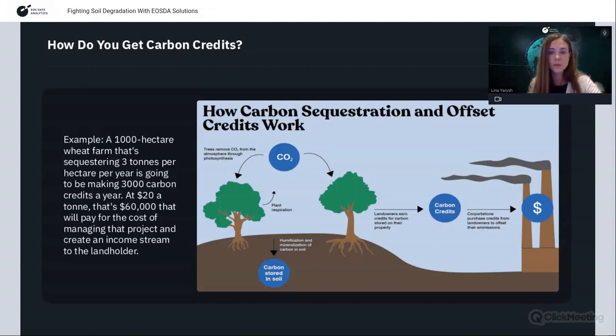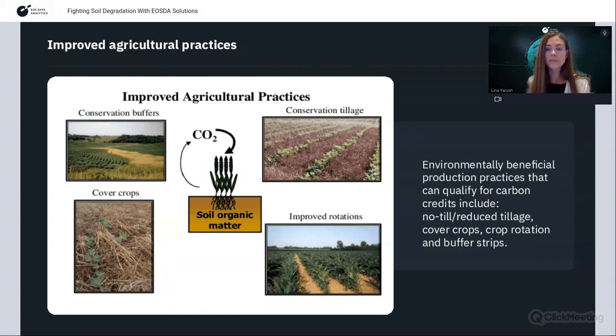Just to give you a good example, if you have a 1,000 hectare wheat farm, and this farm sequesters around 3 tons per hectare per year, it's making 3,000 carbon credits a year. So if some big company that is emitting carbon into the atmosphere will pay you $20 per carbon credit, it means that you will get $60,000 if you can prove that you are reserving the carbon inside the soil. As I already mentioned, you need to be a farmer who is practicing no-tillage, or you reduce tillage, or you use cover crops, or you use proper crop rotation that stores CO2 inside the soil and creates these carbon offsets.